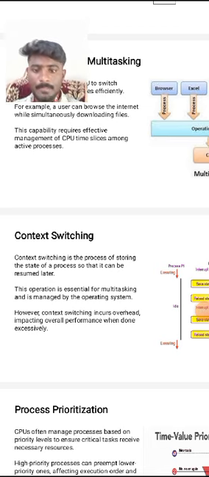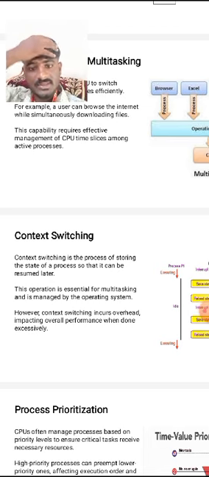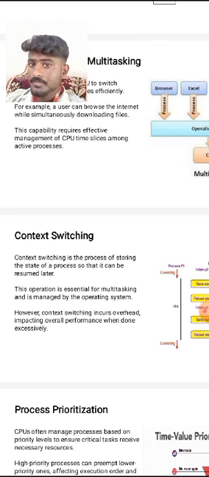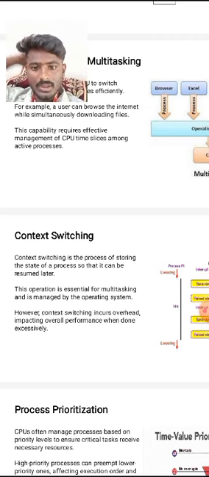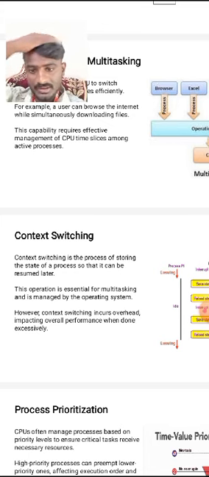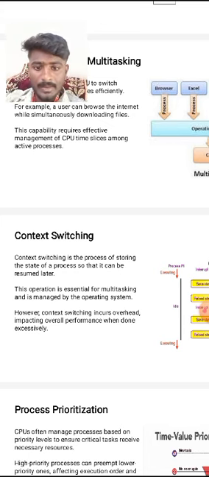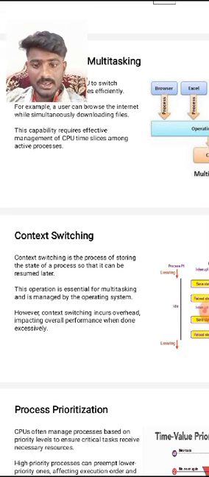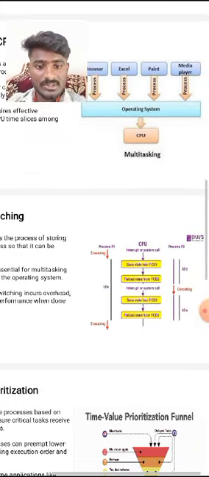Context switching. Context switching is the process of storing the state of a process so that it can be resumed later. This operation is essential for multitasking and it is managed by the operating system. However, context switching incurs overhead, impacting overall performance when done excessively. CPU.